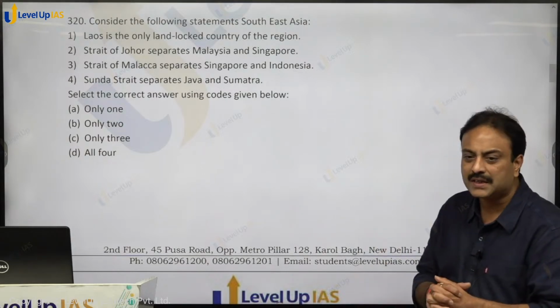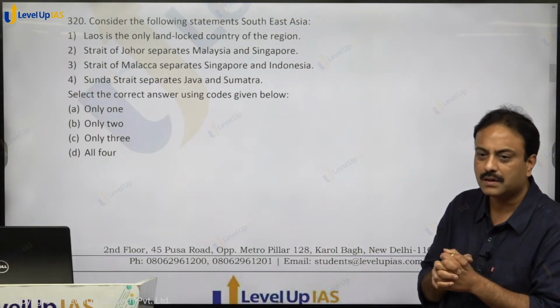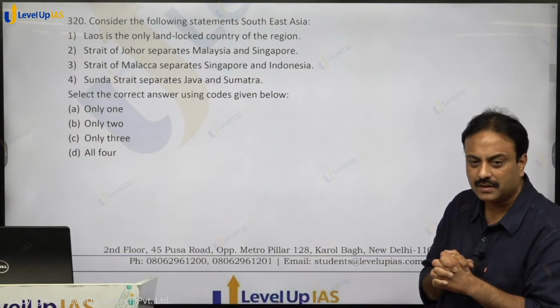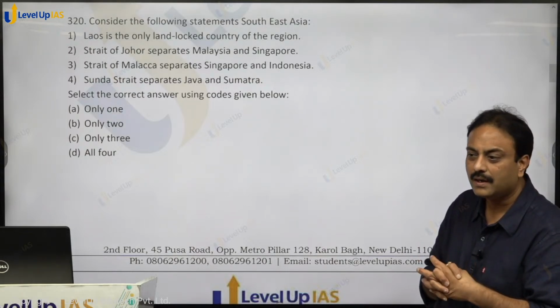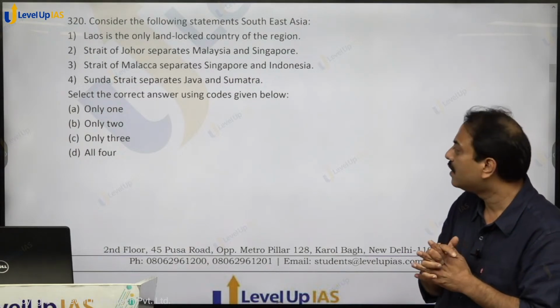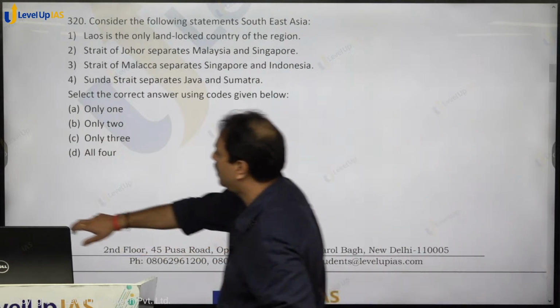Strait of Johor separates Malaysia from Singapore. Strait of Malacca separates Singapore and Indonesia. Strait of Malacca separates Singapore from Indonesia. Sunda Strait separates Java from Sumatra.